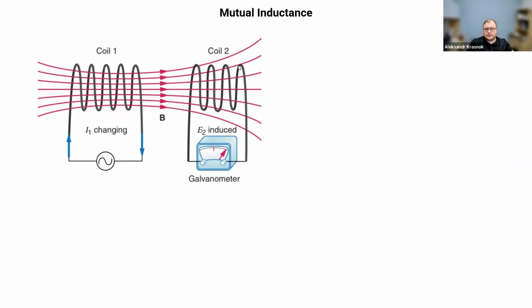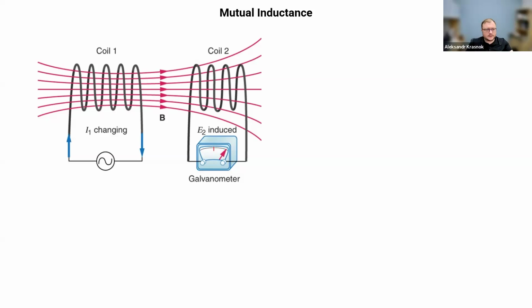Finally, a few words about mutual inductance. Okay, so what happens if you have two coils? Let's say again, you have coil 1 and you drive a time-changing current in this coil 1, which creates a changing magnetic field. And of course, this coil has its self-inductance that tries to stop this change of magnetic field and stop the change of the current.